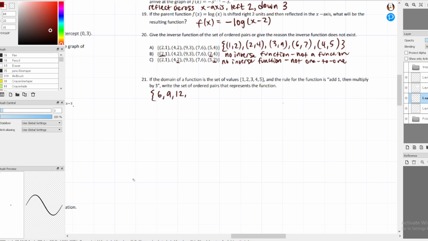4 plus 1 is 5 times 3 is 15. And 5 plus 1 is 6 times 3 is 18. So that is your answer for 21.